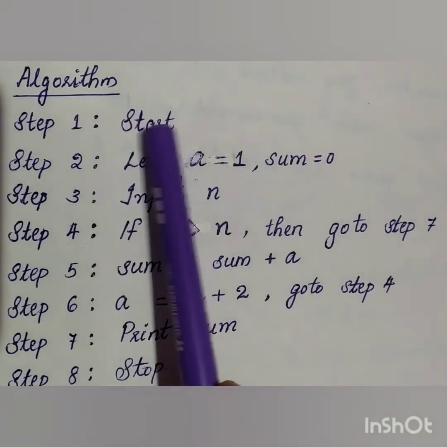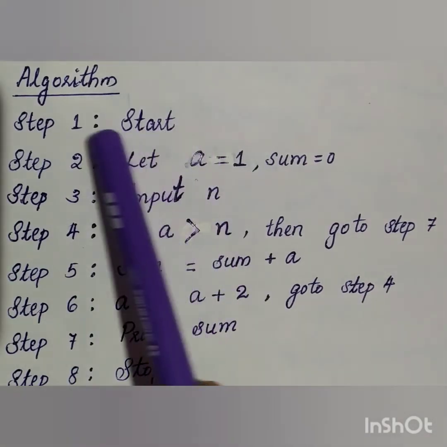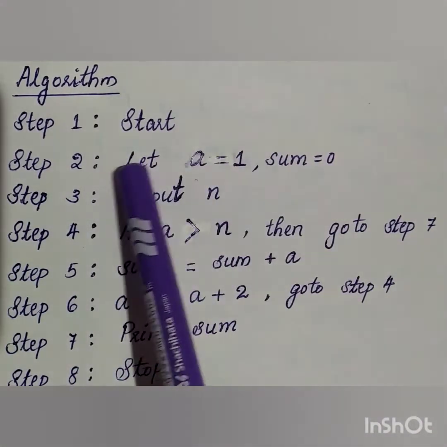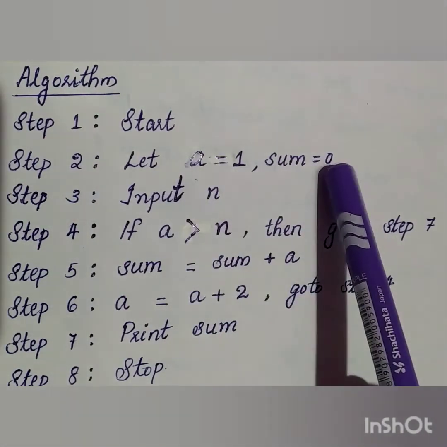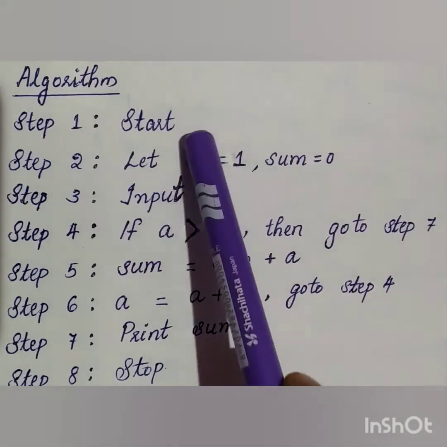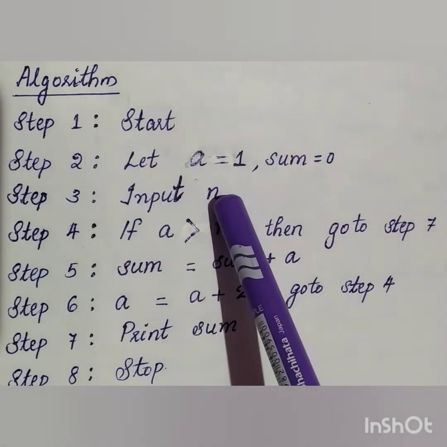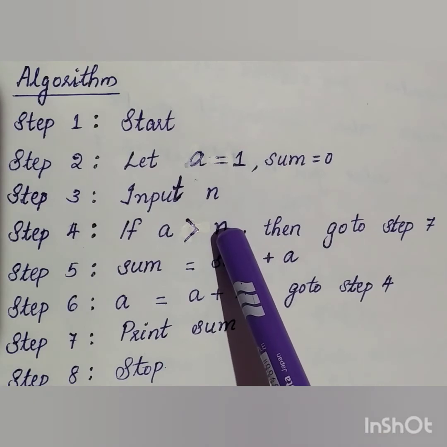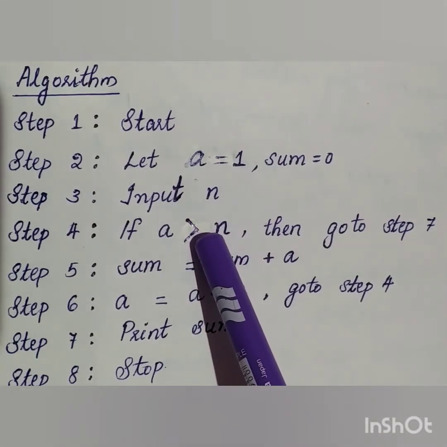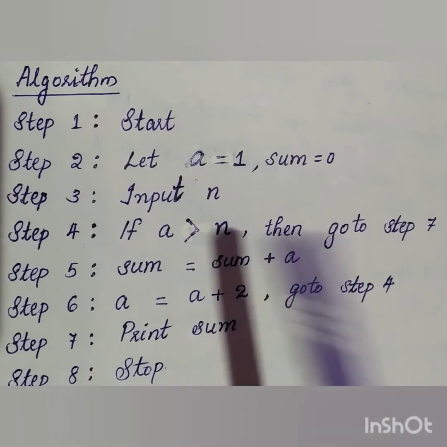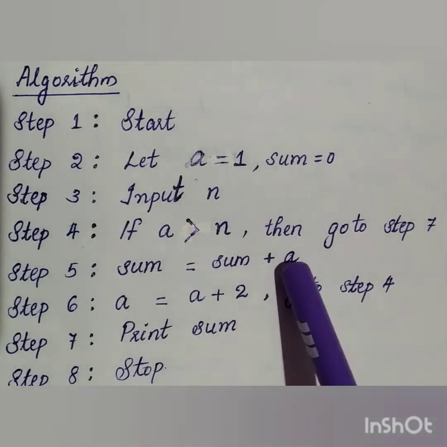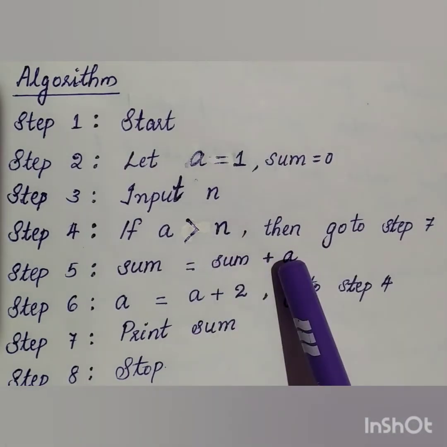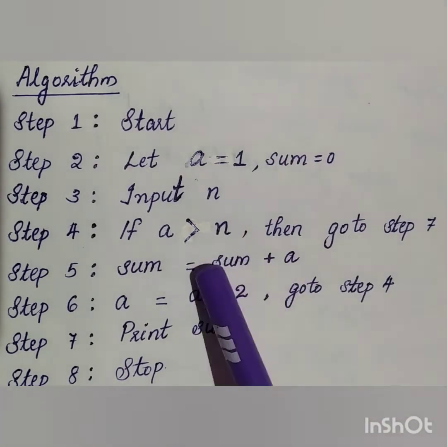The start instruction is always written in an oval shape. Then let a equal to 1, sum equal to 0. This is also an assignment statement or process statement. We can use a rectangle for this. Input n, parallelogram. If a greater than n, it's a condition, so it should be written within a decision box or diamond symbol. Sum equal to sum plus a, a processing statement, so it should be written in a rectangle. It is also called a statement box.